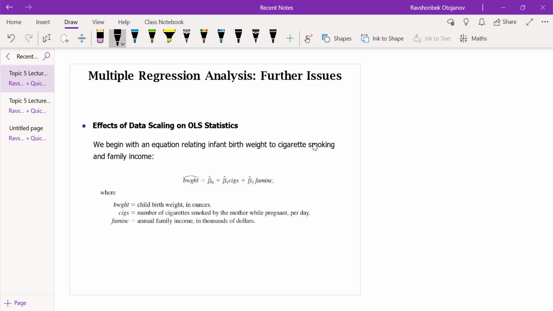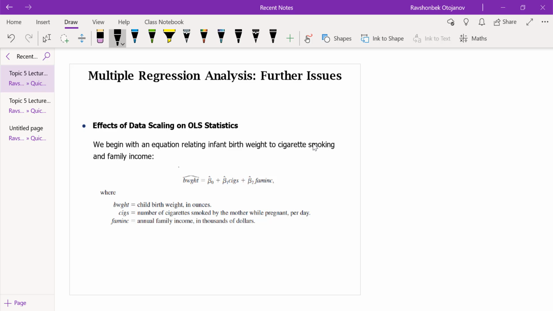Now, why do we need data scaling? Sometimes we would like to change the units of measure of the data, maybe to improve the interpretation. We might want to get rid of decimal places in our coefficient estimates. In that case, we need to rescale the data. Maybe data is in thousands and we would like to have it in, let's say, billions, so that the interpretation of the outcomes will be easier. Right, so let's start with an example for data scaling.